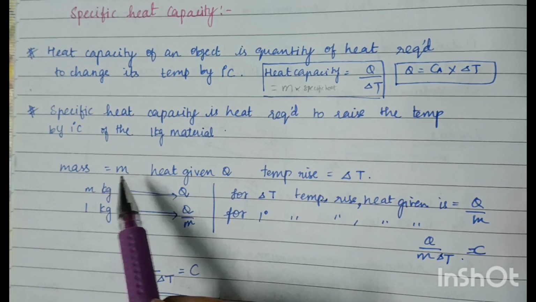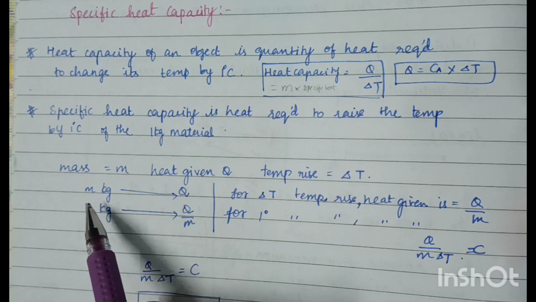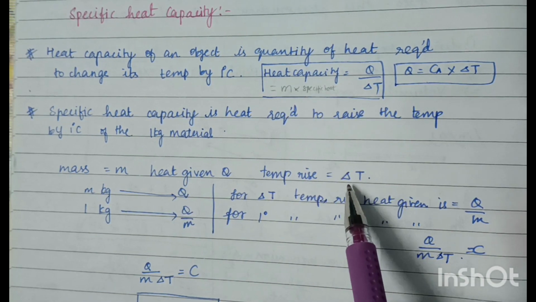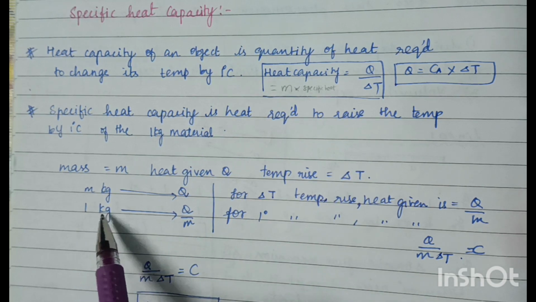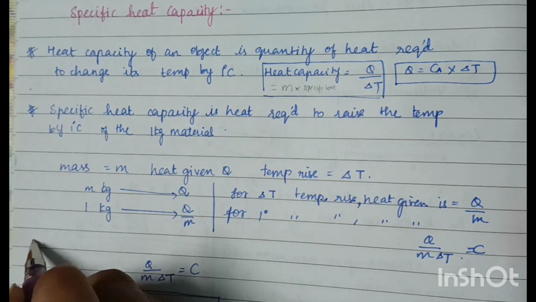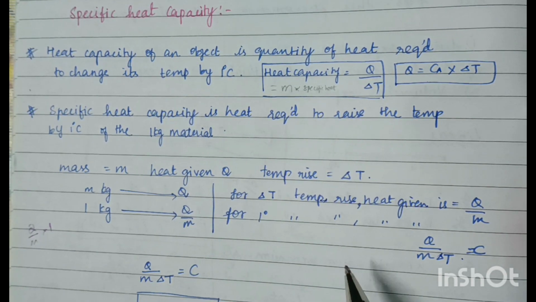So this is simple to understand. For m kilogram, we give heat energy Q amount. So for m kilogram, we give Q joules to raise the temperature by delta T. For 1 kilogram, what will be the heat given? That is Q by m. For m, it is Q. What about for 1? It is Q by m. So that is how you have to understand.